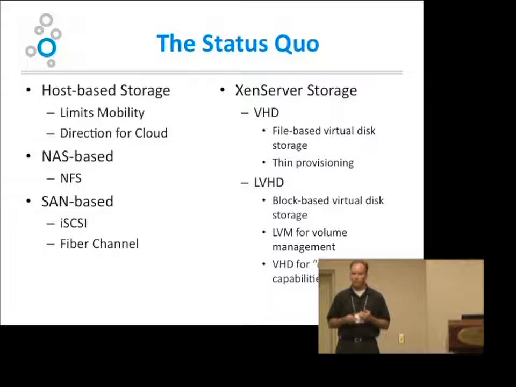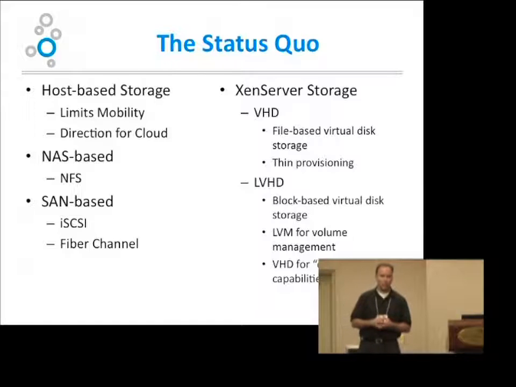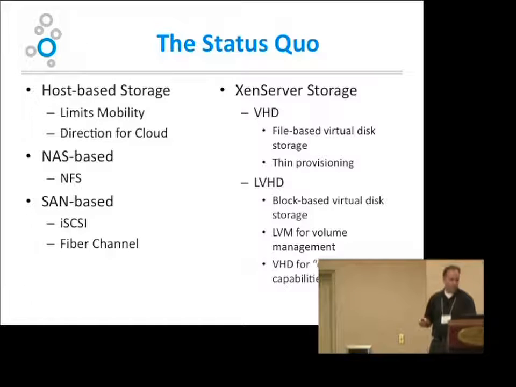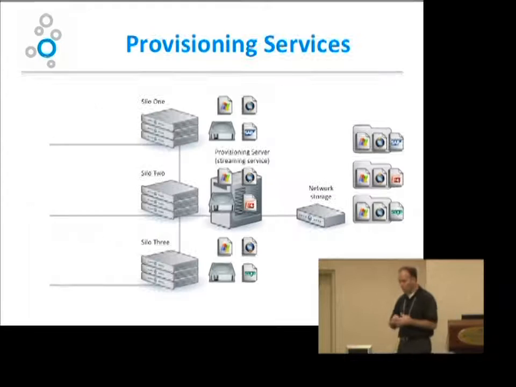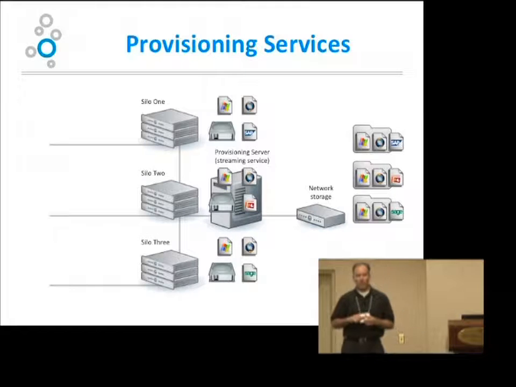So, first question, people coming from VMware to Zen Server say, well, where's my VMDK file? If it's on block storage, it doesn't exist. If it's on file level storage, we just use VHD files and go about our merry business, just straight VHD. Okay? So, now, moving on forward, going into provisioning services a little further.